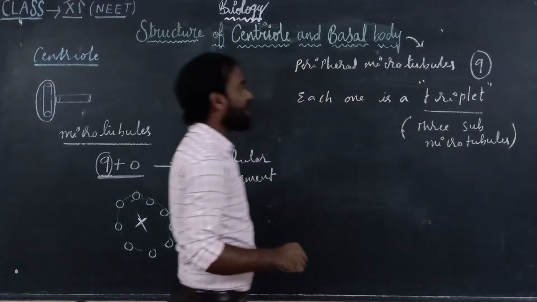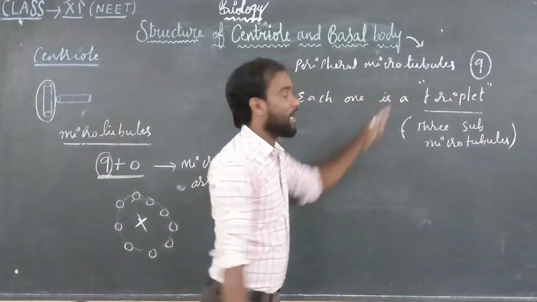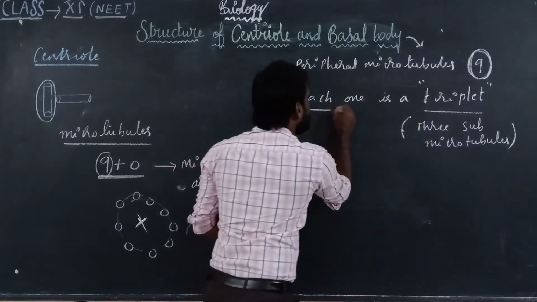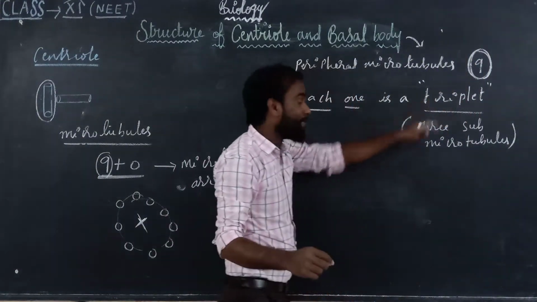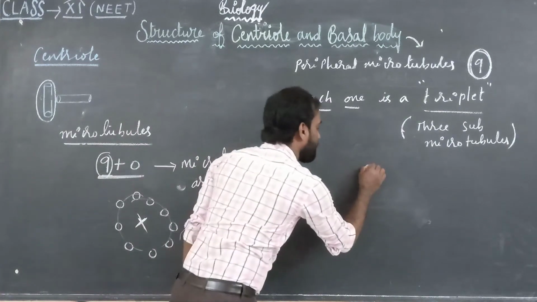It is made up of 3 submicrotubules. I told you peripheral microtubules are 9. And I am saying in that 9, each one is a triplet. That means each one is made up of 3 submicrotubules like this.